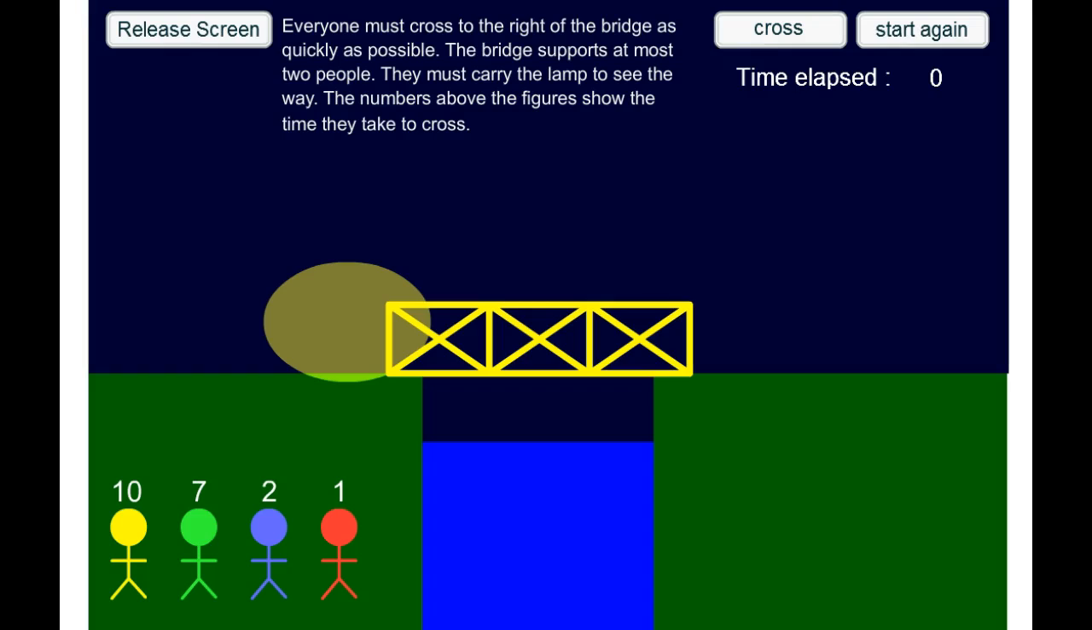The second constraint is that there's only one lamp. And the third constraint is that they must use the lamp to cross the bridge. Simple deductive reasoning would tell us that the fastest two people must make the most crossings, and that the slowest two people must cross together.